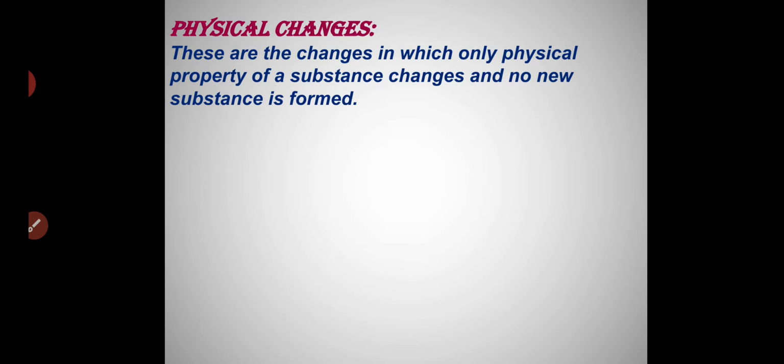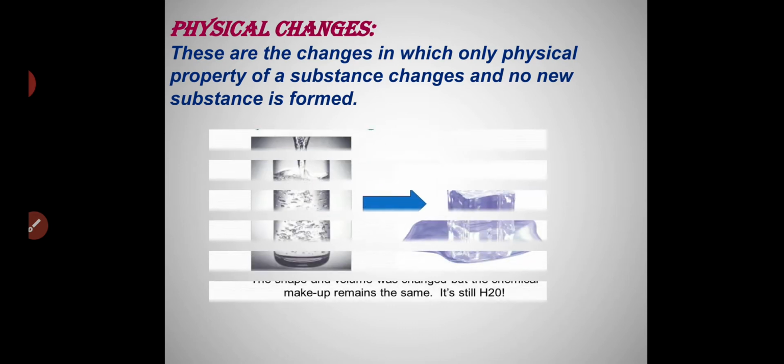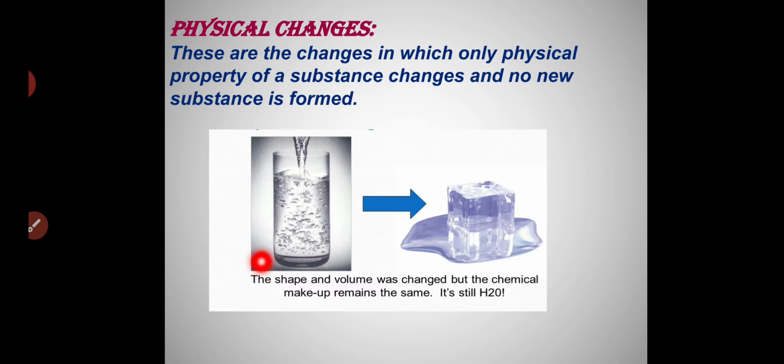So let us start with the physical change. So students, what is physical change? When we see there is a change in the shape or size of the substance, that is nothing but physical change. You can observe over here how water is converted in the form of ice. So these are the changes in which only physical properties of a substance change and no new substance is formed. So this is very important. For example, water will be converted in the form of ice cube.